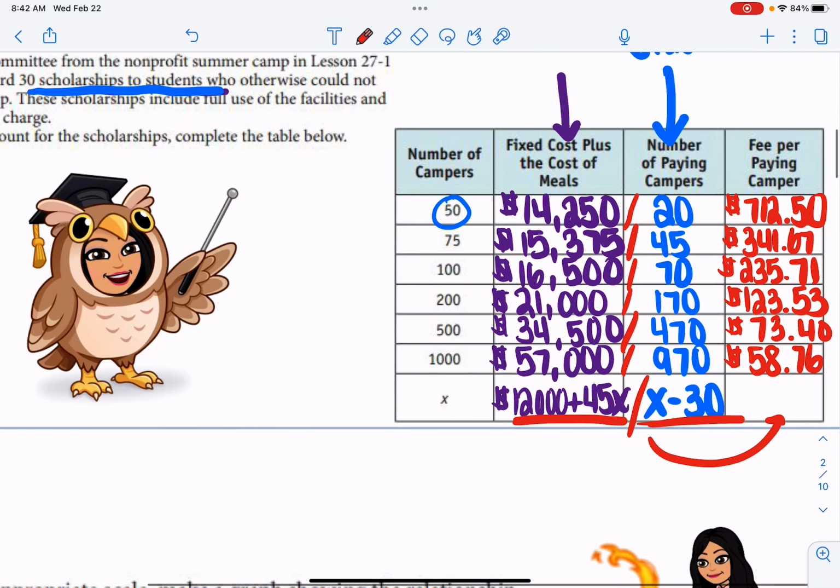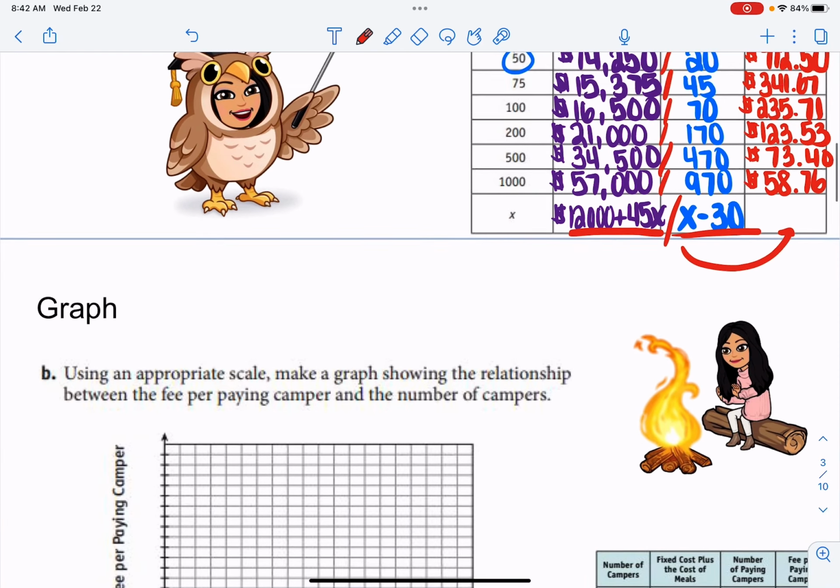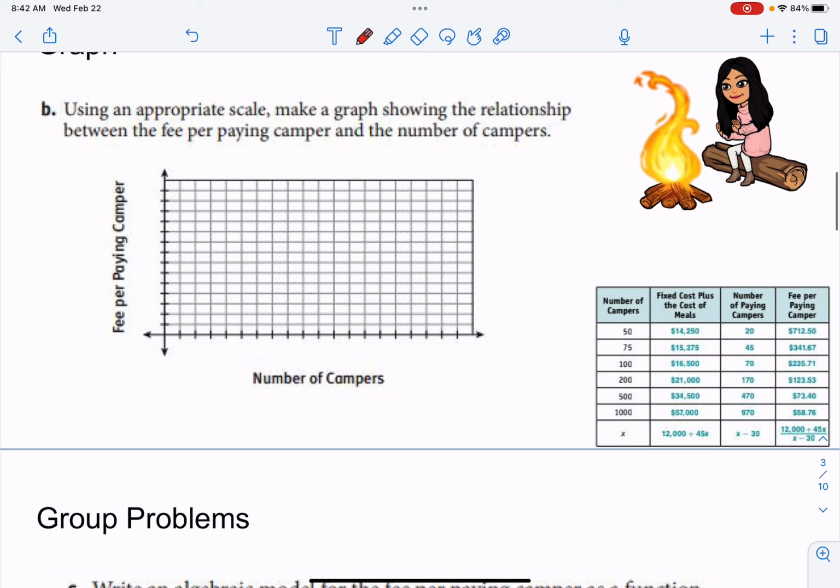All right. Pause this video now and let's graph these. It says use an appropriate scale. I'm just going to say that this is 1,000 because I want to go up to 1,000.